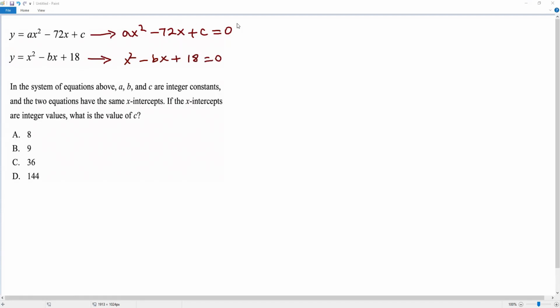Here, I have two quadratic equations in standard form. That is, ax square positive bx positive c equals to 0. This is a quadratic equation in standard form. When I solve this quadratic equation, I'll be getting two values for x. The same thing I'll be getting for the second one as well. Let's say x1 and x2 are the two solutions of the first quadratic equation. I mean, these are the two values of x in this quadratic equation.